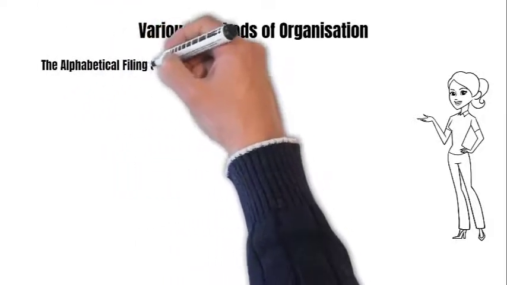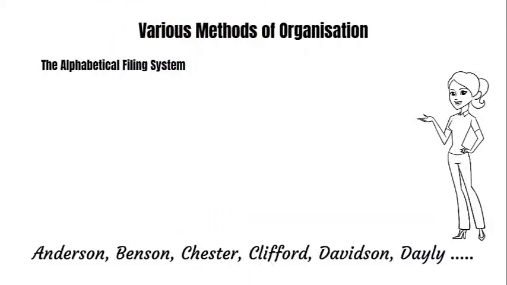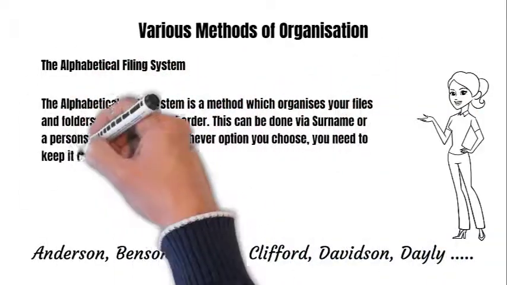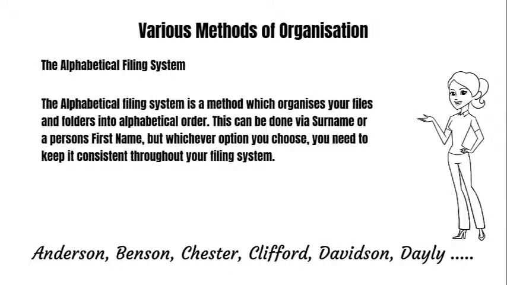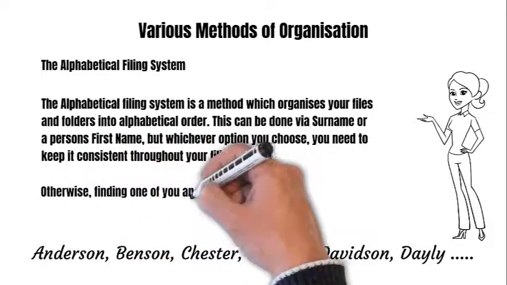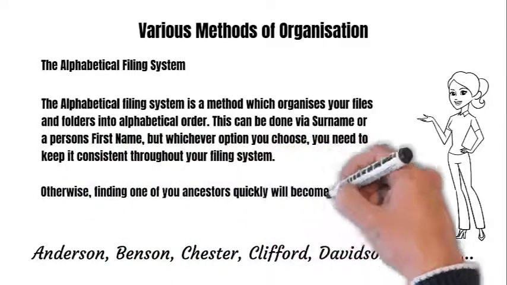The alphabetical filing system. The alphabetical filing system is a method which organizes your files into alphabetical order. This can be done via surname or a person's first name, but whichever option you choose, you need to keep it consistent throughout your filing system. Otherwise, finding one of your ancestors quickly will become nearly impossible.